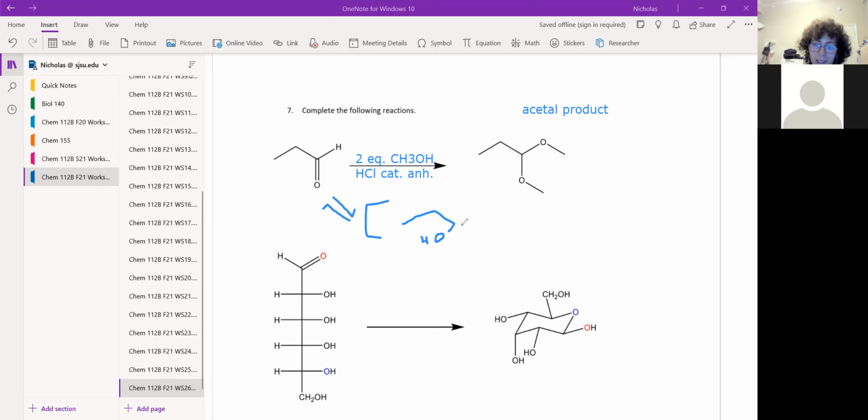But an intermediate in this mechanism would be this, where you have one ether attached, and then you have an alcohol still. Yeah, this is called a hemiacetal. And this is important because it's directly related to the next one.